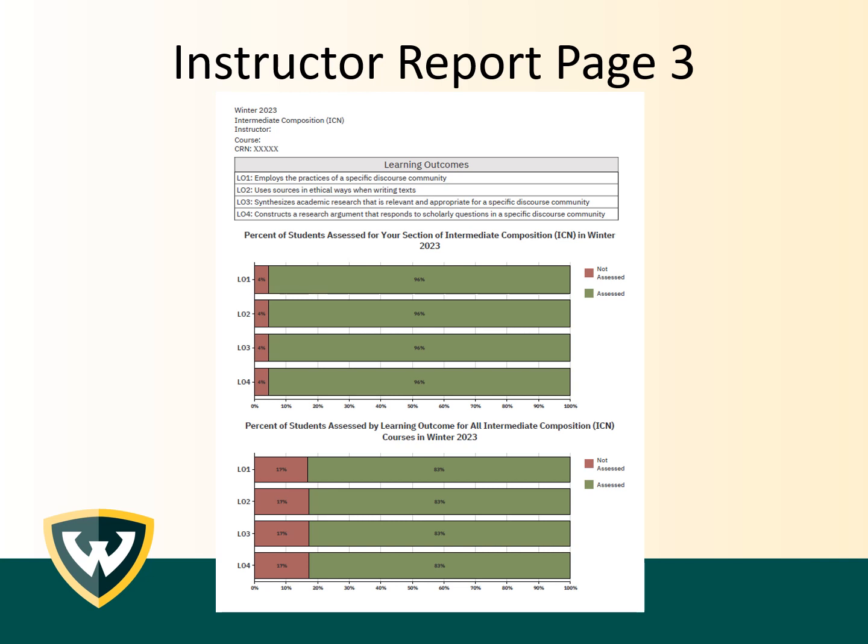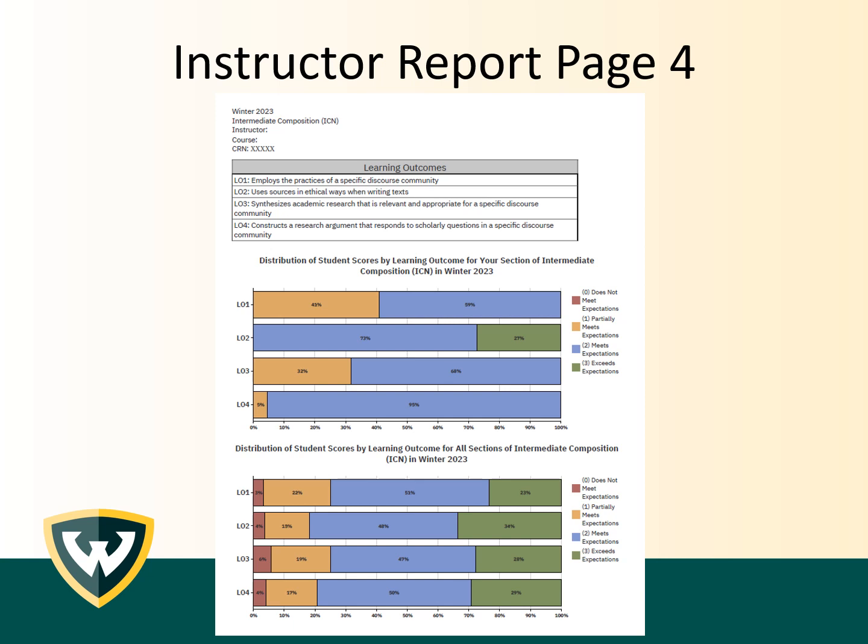The horizontal stacked bar graphs in the top figure indicate the percentages of students assessed in this course, denoted in green, and not assessed, denoted in red. This is the identical information presented in the first table on page 2 of the report. The lower figure indicates the percentage of all students assessed and not assessed for all intermediate composition courses in winter 2023. In this example, 96% of the students in this course were assessed, compared to 83% of all intermediate composition students in winter 2023.